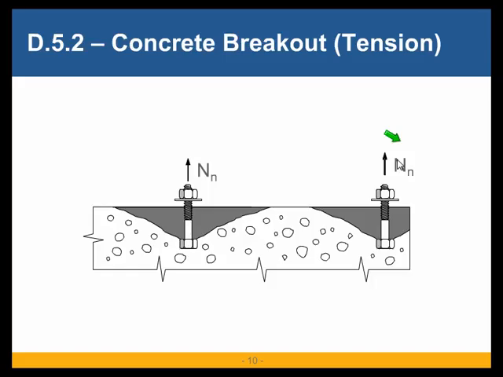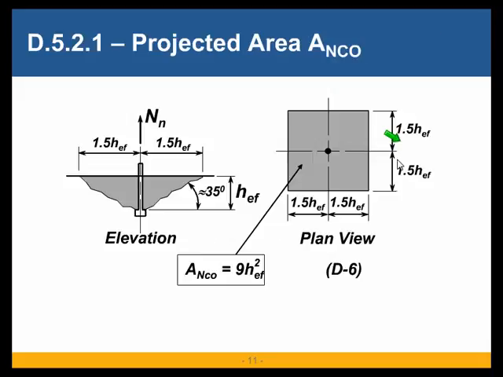Concrete breakout under tension. Now ACI 318 requires us to consider a breakout surface like this that has an extent of 1.5 times the h_ef, which is the embedment depth of the anchor, on all sides of the anchor. Now this is only for one anchor. Each anchor will have its own breakout surface like this.